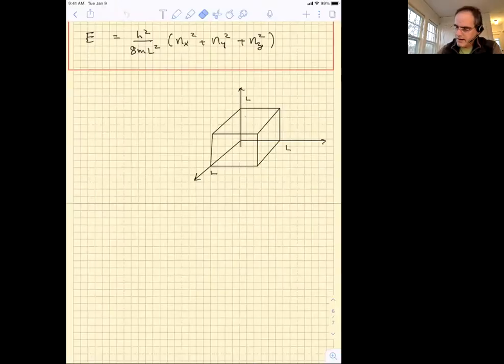Okay, lastly, let's look at the energy levels for the 3D particle in a box. Okay, one second. All right.